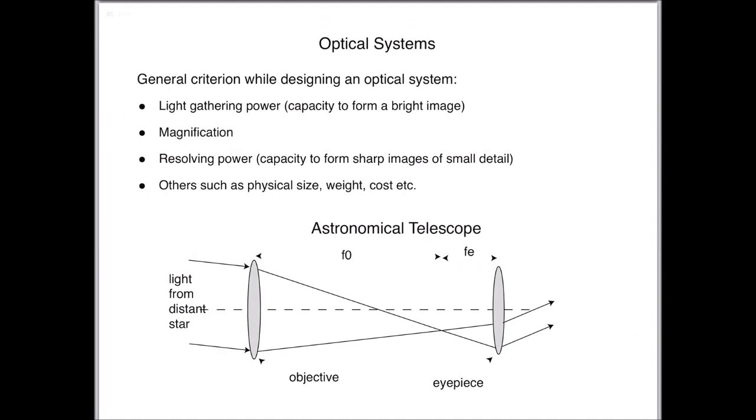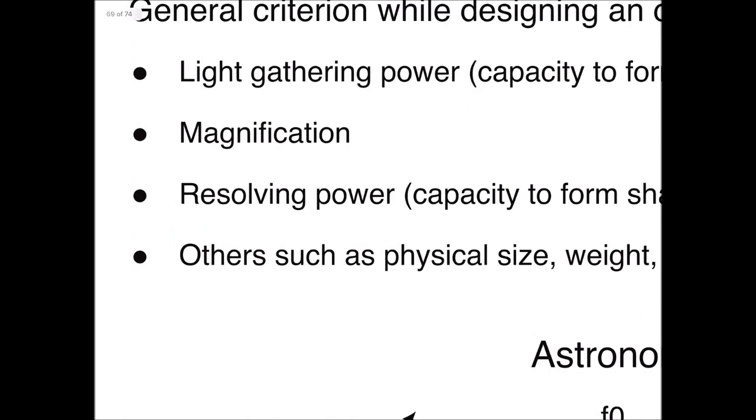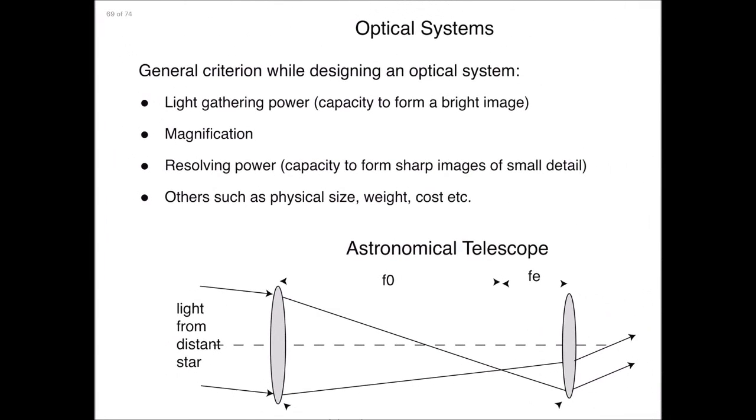Alright. So let's try to wrap up what we learned so far. If we are to analyze, design, or construct an optical system, what we should be concerned about are these different factors. The ability of the optical system to form a bright image, so that it gathers as much light information as possible; whether it causes any magnification or demagnification, as in the case of magnifying glasses, microscopes, or telescopes; what the resolving power of such systems is; and what other considerations there would be, such as overall physical size, weight, cost, etc.